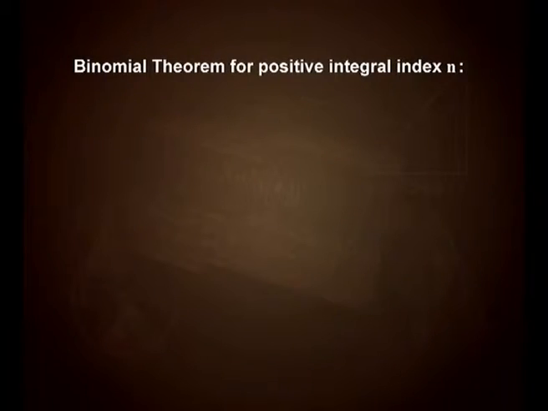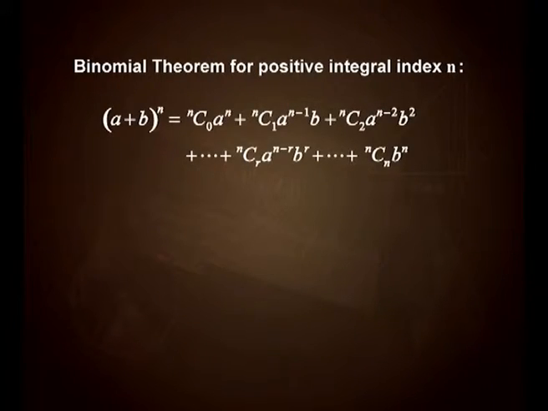Binomial theorem for positive integral index n suggests that (a + b)^n is equal to nC0 a^n plus nC1 a^(n-1) b plus nC2 a^(n-2) b^2, and so on up to nCr a^(n-r) b^r, plus so on till the last term, that is nCn b^n, where of course nCr is nothing but n factorial divided by the factorial of (n minus r) into r factorial.